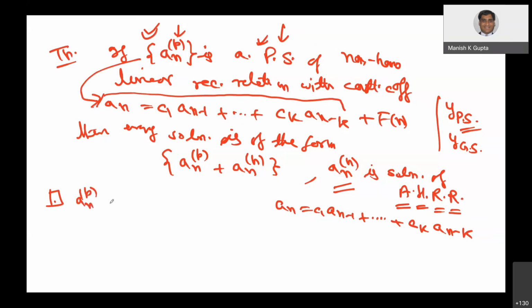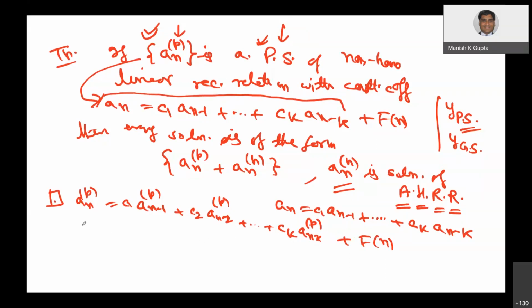a_n^(p) is equal to c_1 a_{n-1}^(p) plus c_2 a_{n-2}^(p) plus ... c_k a_{n-k}^(p) plus f(n). Okay.